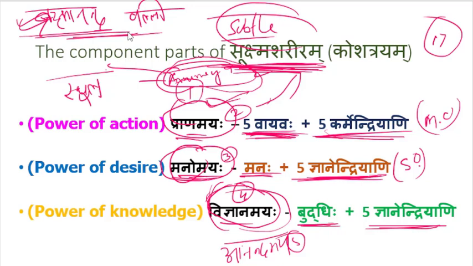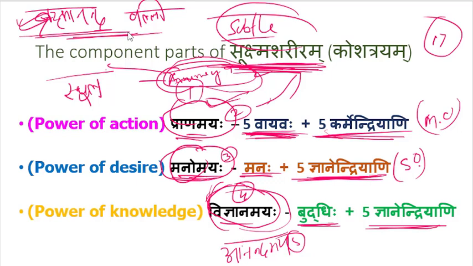Taittiriya Upanishad belongs to which Veda? It's the Samaveda. Ananya? It's the Rig Veda. Krishna Yajurveda. Okay, Krishna Yajurveda. So, that is what it belongs to.